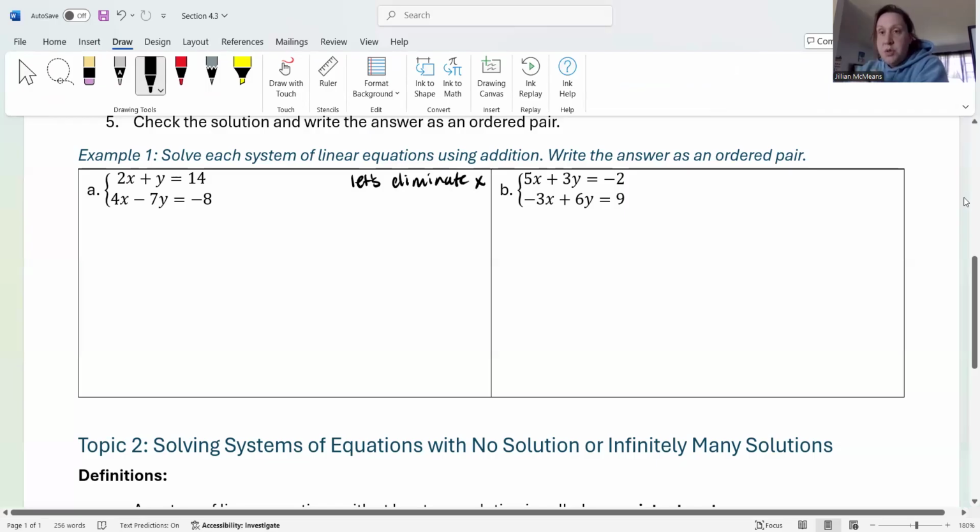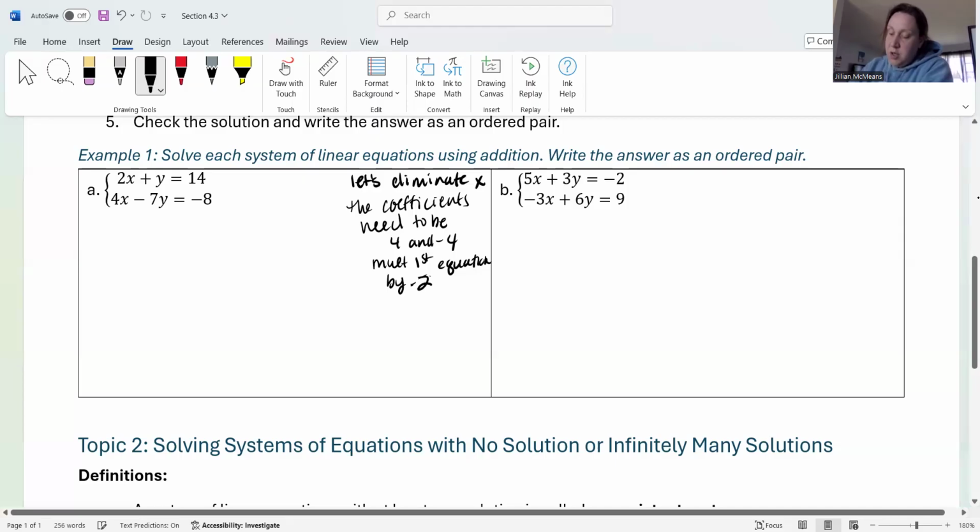Okay, so in order to eliminate the x's, you want to look at 2 and 4, and again, find the smallest number that 4 and 2 divide into evenly. That would be 4. So the coefficients need to be 4 and -4. Well, one coefficient is already 4, so we need to make the coefficient of that first x negative 4. So in order to do that, multiply the first equation by negative 2. Okay? So I'm going to take the first equation and multiply it by negative 2.